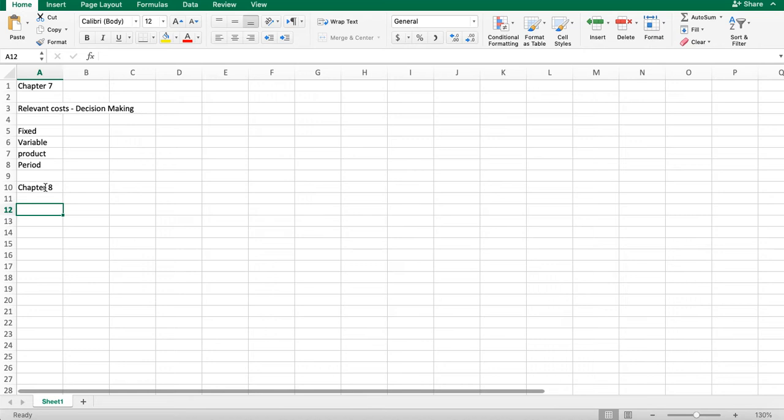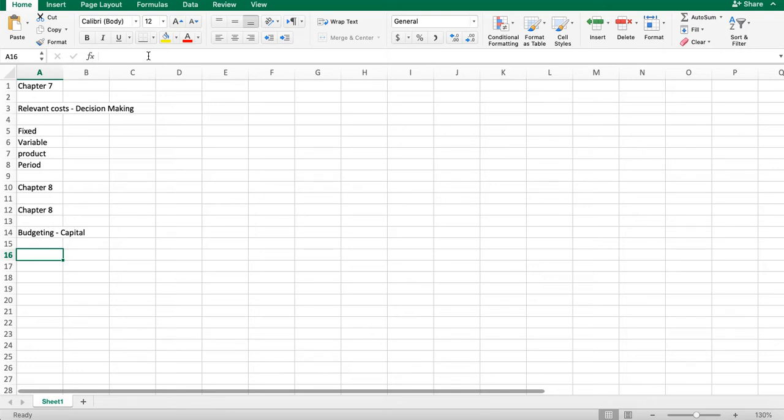Then we get over into Chapter 8, and we kind of change gears a little bit. We get into budgeting, and in particular, this one is capital budgeting. So big projects. That's kind of what I think about when I think of capital budgeting. It starts out the chapter talking about a commercial fleet, so you can see it's kind of a big deal.